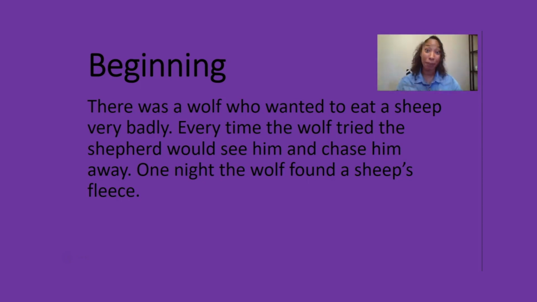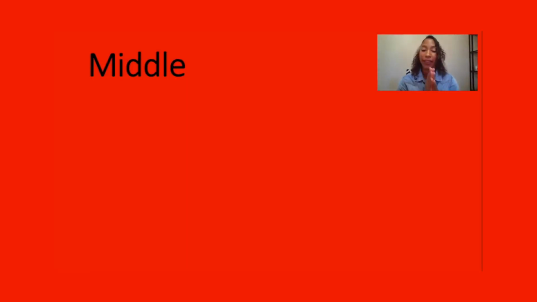Okay, so we're going to try the middle together. So let's think about the important events that happen in the middle of the story. We know it has to do with the wolf because the wolf is our main character. Okay, so the last thing that happens at the beginning is that the wolf finds a sheep's fleece. What does the wolf do with that fleece? Okay, well, I know the wolf puts on the fleece. He goes in with the sheep. He disguises himself as a sheep. And then what happens? He doesn't get caught by the shepherd. And what else? Oh, he waits till nighttime and then he takes a sheep for his dinner. Yeah, that's everything that happens in the middle.